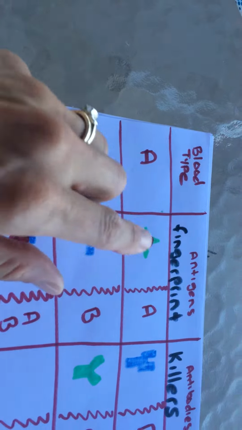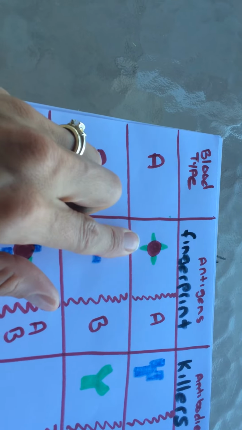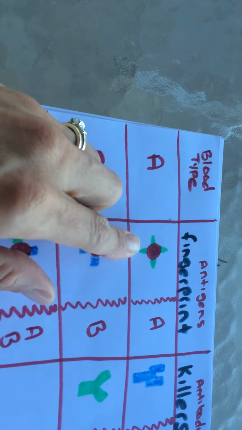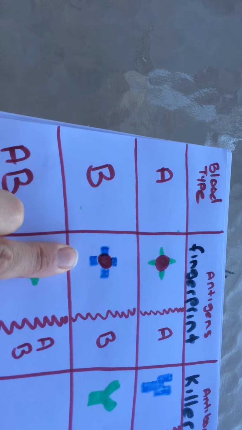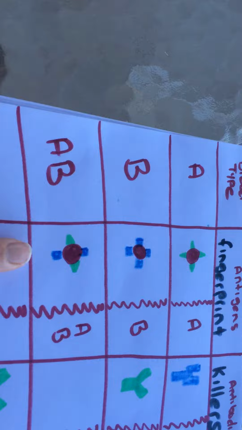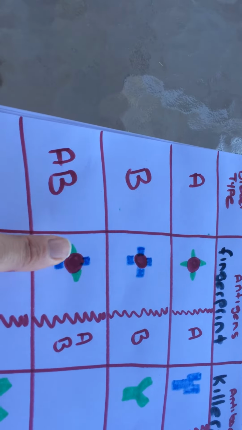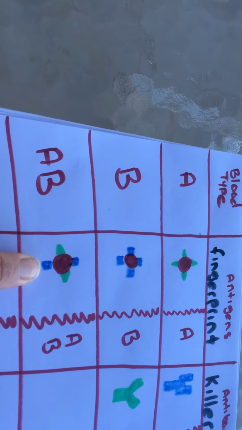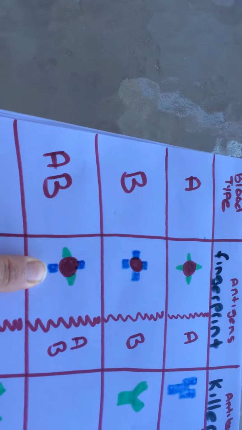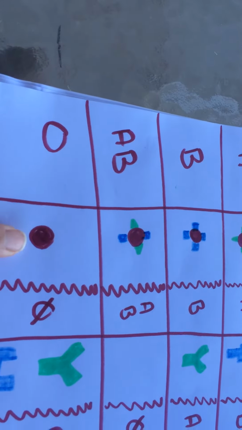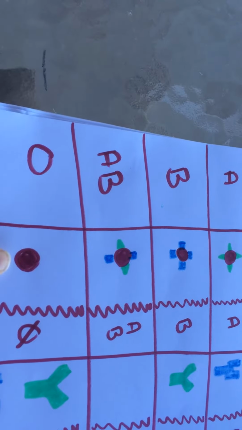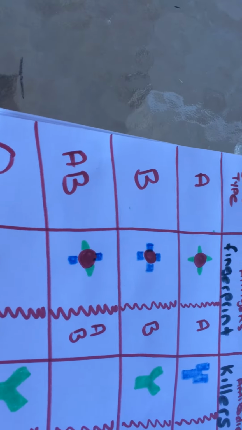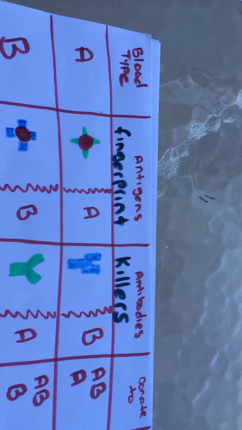So again, type A blood has A fingerprints or A antigens. Type B blood has B fingerprints or B antigens. Type AB blood has both A and B fingerprints or antigens. And type O blood lacks all antigens on its surface. Now let's talk about the killers. Let's look at blood type A.